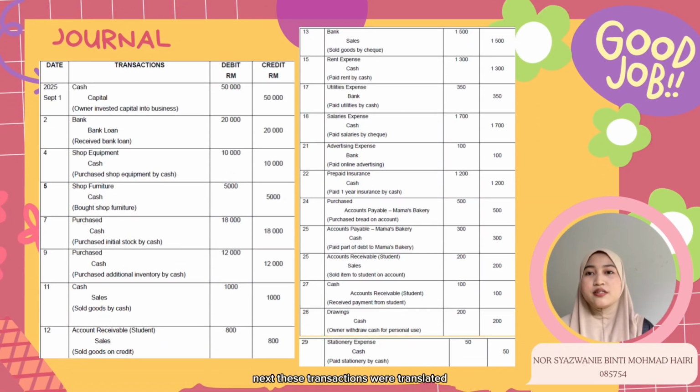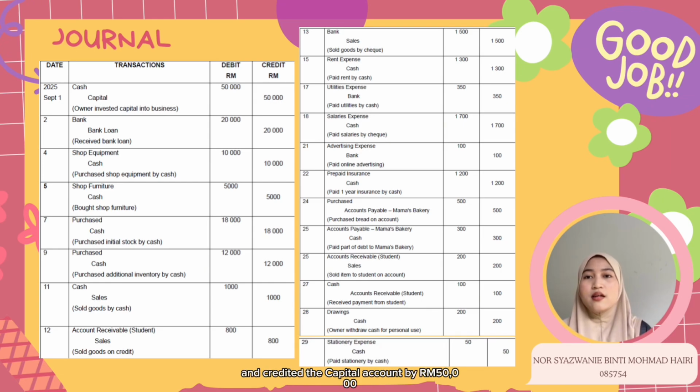Next, these transactions were translated into our accounting system through the general journal using the double entry system. For example, on 1st September, when the capital was introduced, we debit the cash account by 50,000 to show an increase in asset and credited the capital account by 50,000 showing an increase in owner's equity. On 2nd September, the bank loan was recorded by debiting the bank account for 20,000 and crediting the bank loan account for 20,000, representing an increase in liabilities. The double entry system ensures our accounting equation remains perfectly balanced, with the initial base totaling an equilibrium of 70,000.